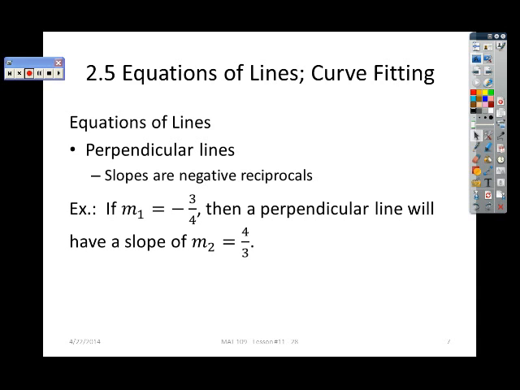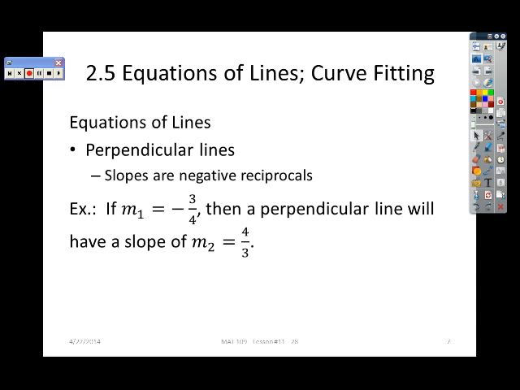So if M1 is minus 3/4, the negative reciprocal is plus 4/3. Flip the fraction over, because it's always a fraction. Remember, a whole number is over 1. So it's always a fraction. Flip it over and change the sign in front of it. This is a negative, it becomes a positive. 3/4 becomes 4/3. These are negative reciprocals. Therefore, this slope and this slope indicate perpendicular lines. That's all you have to know to determine whether they're perpendicular: are the slopes negative reciprocals.